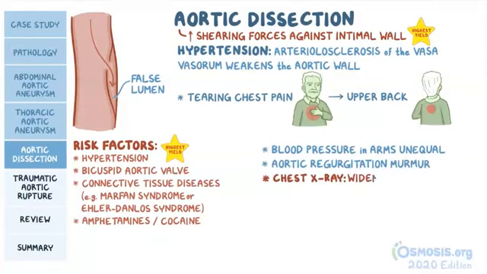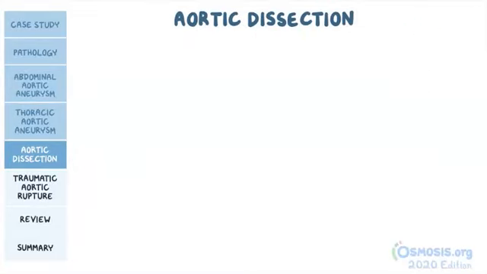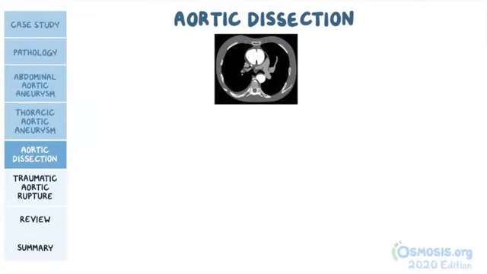A chest x-ray shows widening of the mediastinum, which is a helpful clue, but it's not a specific sign for aortic dissection. The diagnosis is usually confirmed with a CT scan, which shows a true and a false lumen.